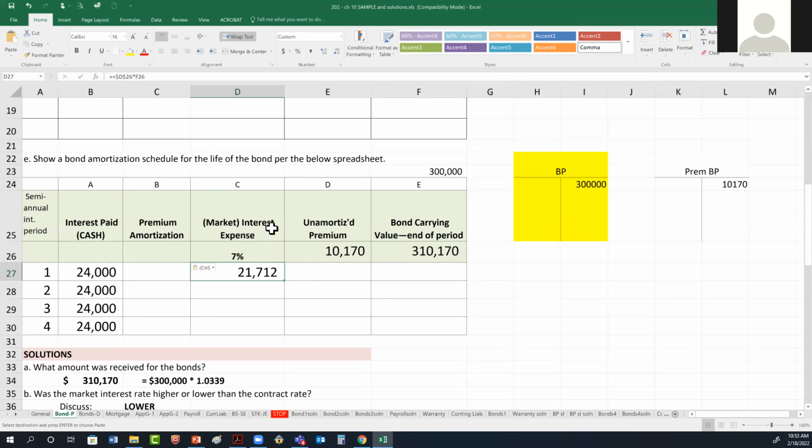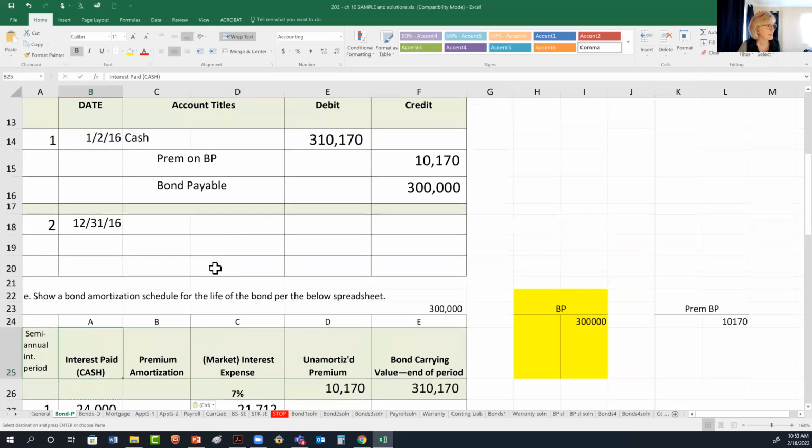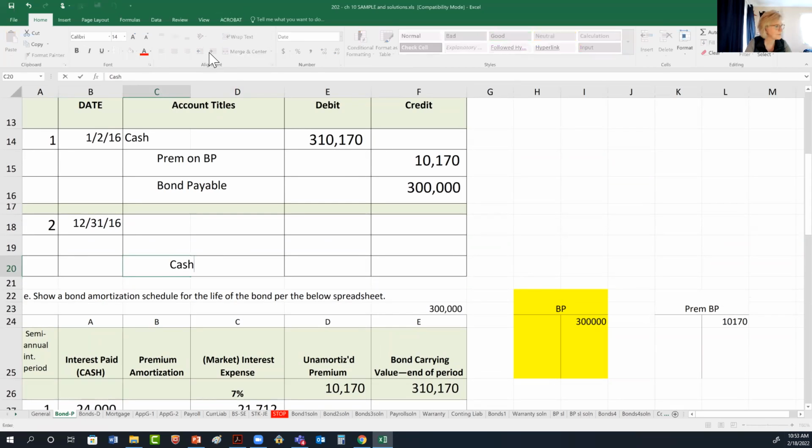So what we're saying is this is the actual interest expense that the company has to recognize. This is what the company pays. That's cash. So this row is telling you what your journal entry is going to be right here. Okay. So you're paying cash of 24,000. Interest expense, normal balance is a debit. And that's going to be the 21,000.